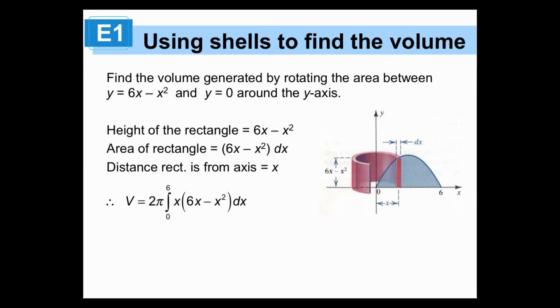Remember, a shell has a 2 pi, not a pi in front of it. And how did you know the limits? Because that's where I'm taking rectangles from. I'm starting the first smallest rectangle at 0. I'm generating rectangles all the way out till 6, and I stop at 6.